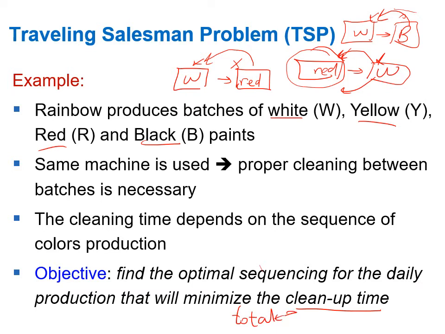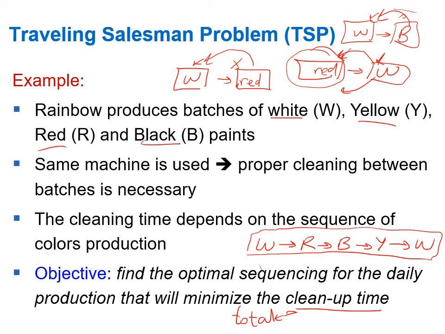And what happens? So if you start from white, then you may go to red, then to black, then to yellow, and at the end you will return back to white again. Okay, because the next day you will follow the same sequence again. So we want to minimize the total cleanup time in between these switches of batches.